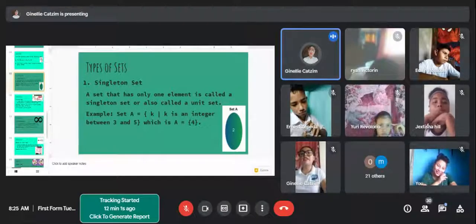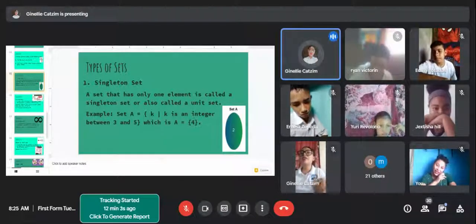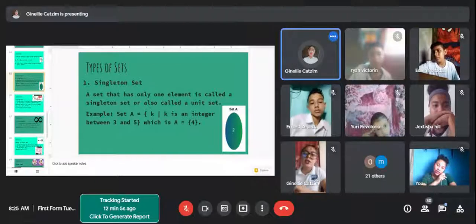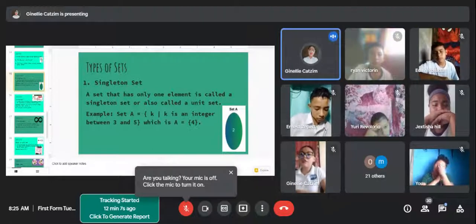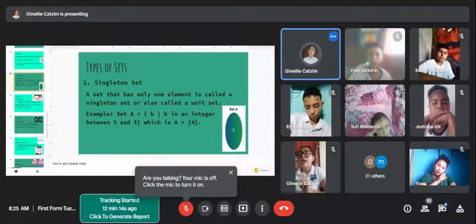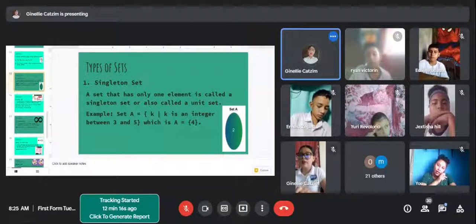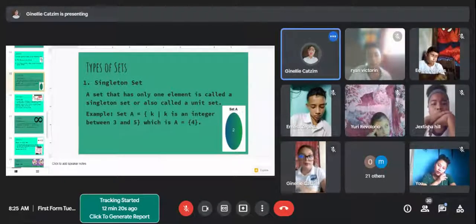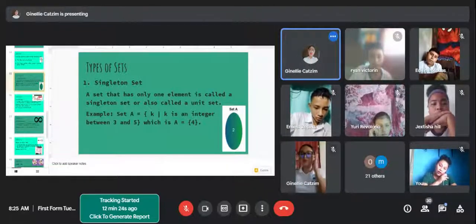If it has two, three, four, five elements, it is not a singleton set. Because as the word says, it's single. When you're single, you're by yourself, you're alone, right? So single means one element only. Only one element. No more than one. Okay? Is that clear?